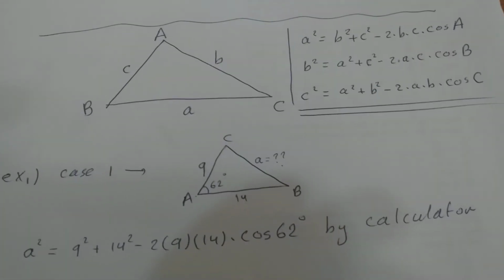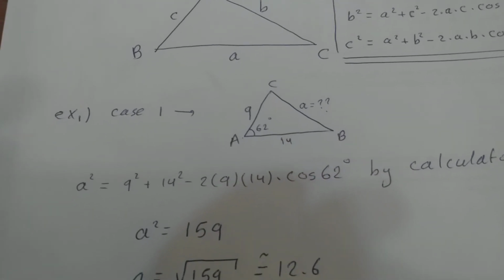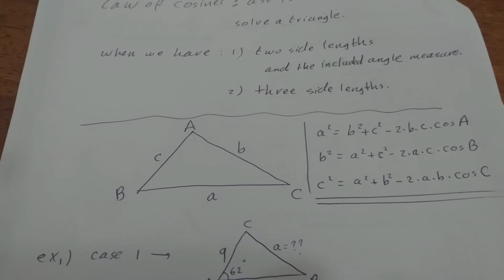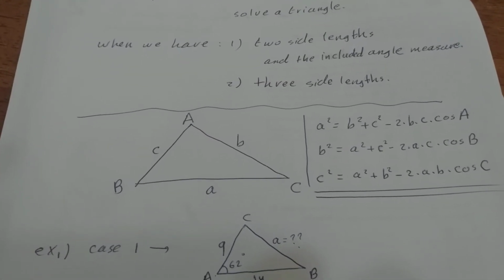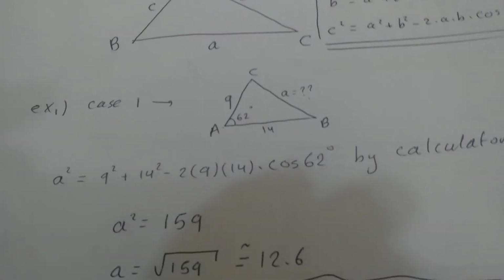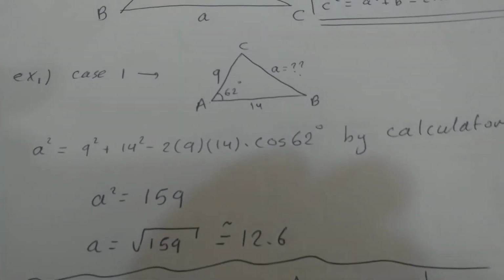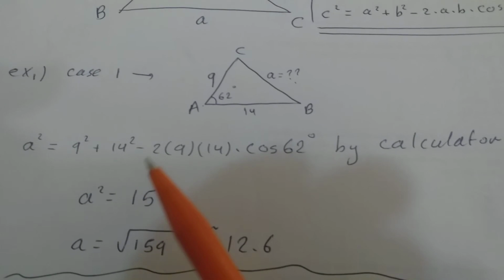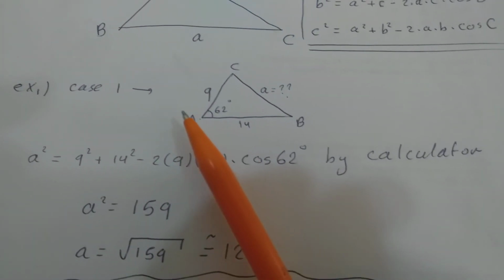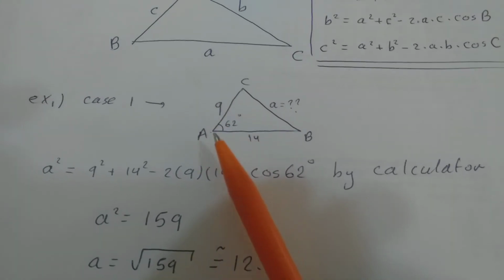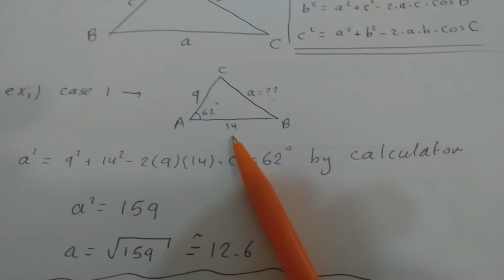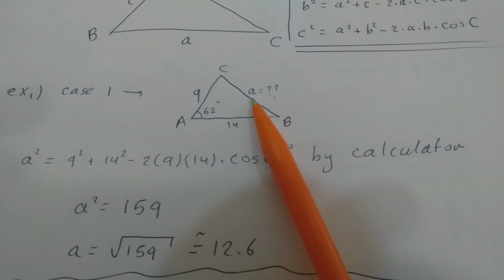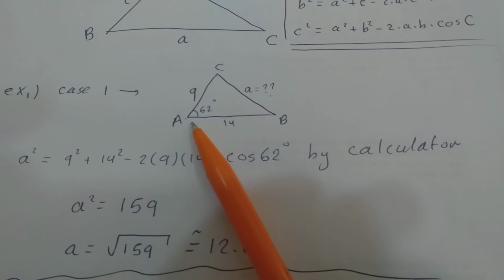Now, I will give you example number 1 for the first case, which is when I have two side lengths and the included angle measure. Look at the first example in the first case. I have the triangle ABC. The measure of angle A is 62 degrees. The length of AC is 9. And the length of AB is 14. Now, what's wanted is the length of BC, which is a small letter, facing the given angle A.